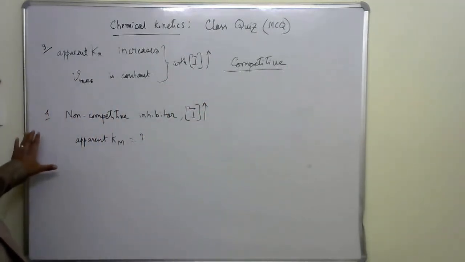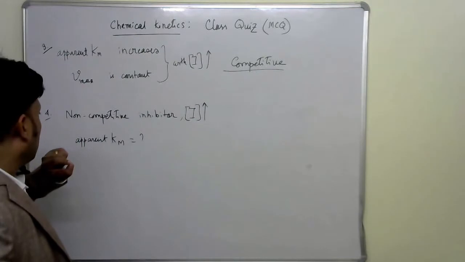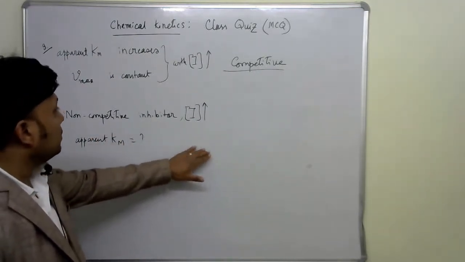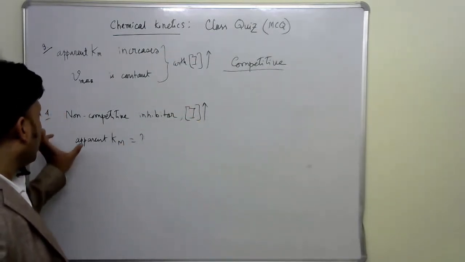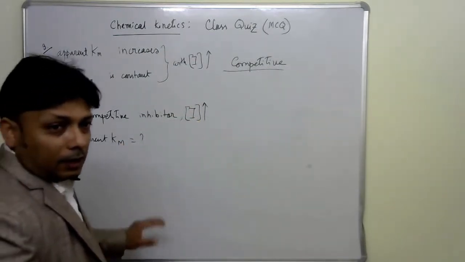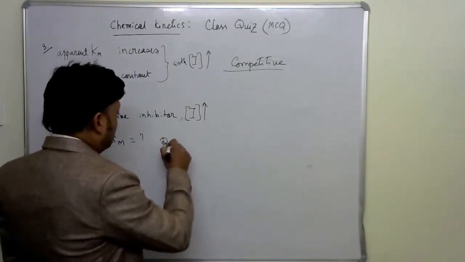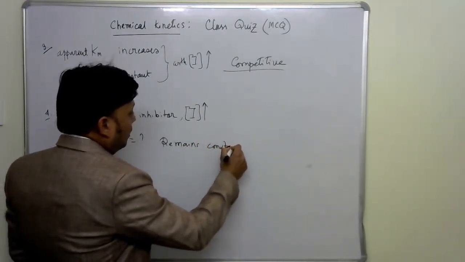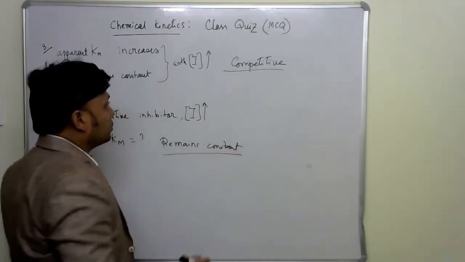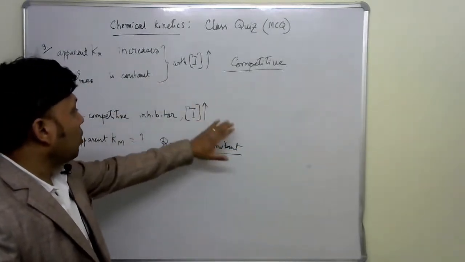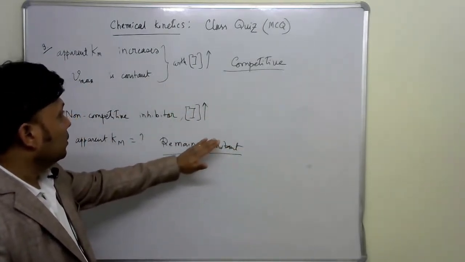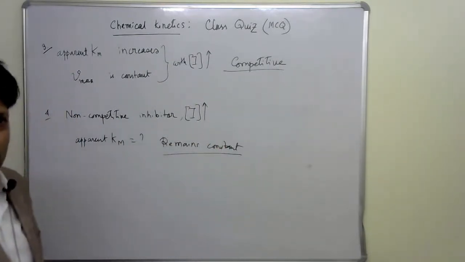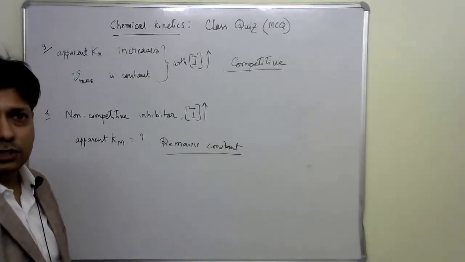Now the next question was that in a non-competitive inhibition with increasing inhibitor concentration, what happens to the apparent Km? And the answer is, it remains constant, unchanged. So once again, the answer sources are the same, the lecture on enzyme inhibition and also the tutorial number 3. So we move on to our next question, that is question number 5.